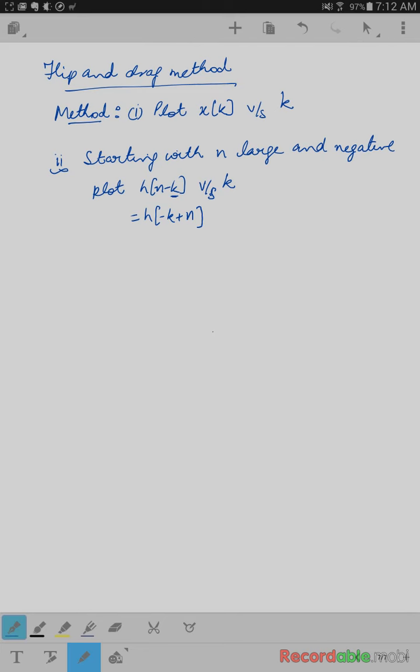So how do you compute this quantity? Remember from our elementary signal transformations that what you can do is you first shift h of k by n, and then reflect it about the y-axis.